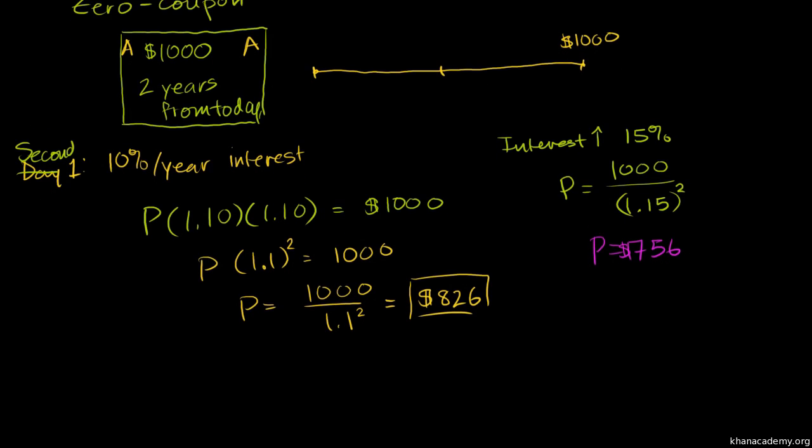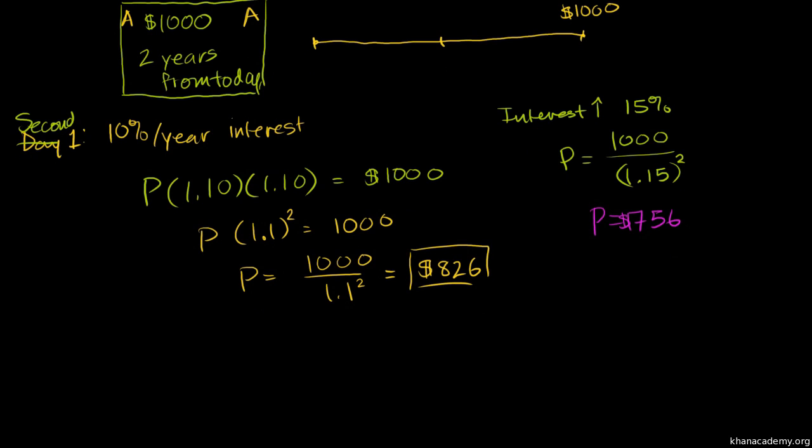Now, just to finish up the argument, what happens if interest rates go down? So if, let's say, the expected interest rate on this type of risk goes down, and let's say it's now 5%. What is someone willing to pay for this zero coupon bond? Well, if you compound it 2 years by 1.05, that should be equal to 1,000, or the price is equal to 1,000 divided by 2 years of compounding at 5%.